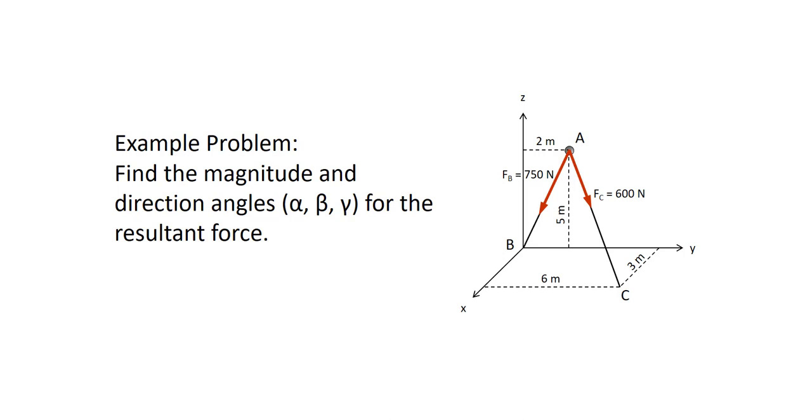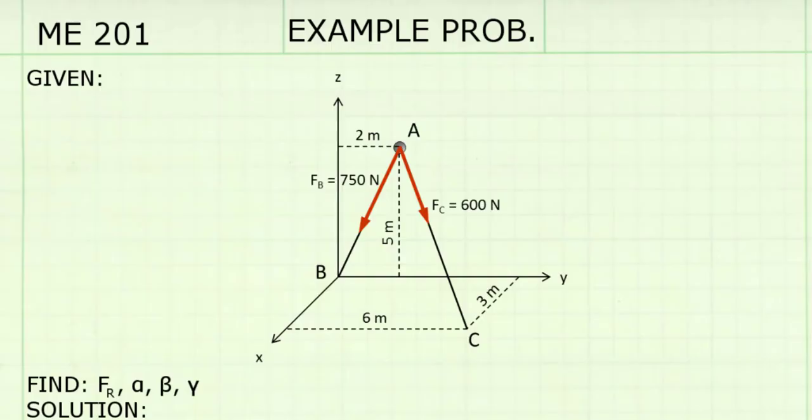Find the magnitude and direction angles, alpha, beta, and gamma, for the resultant force. We see in the figure there is a system of two forces. Force B acts on line AB, and force C acts on line AC. I have my engineering paper set up with the given and find information.